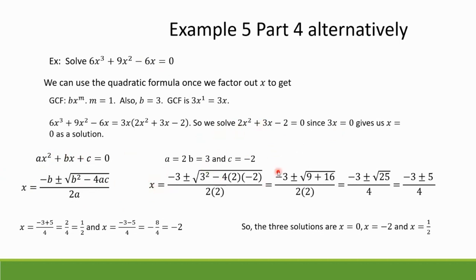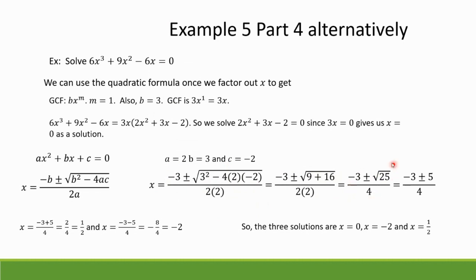So the formula gives us this. That's not enough, right? We can keep going. So we get negative 3 plus or minus the square root of 3 squared minus 4 times a times c over 2 times 2. So that's negative 3 plus or minus the square root of 9 minus negative 16. So we get 9 plus 16 over 2 times 2, which is 4. 9 plus 16 we know is 25.